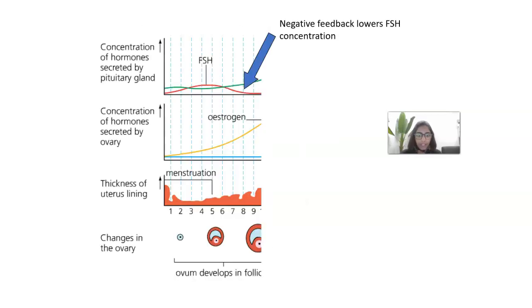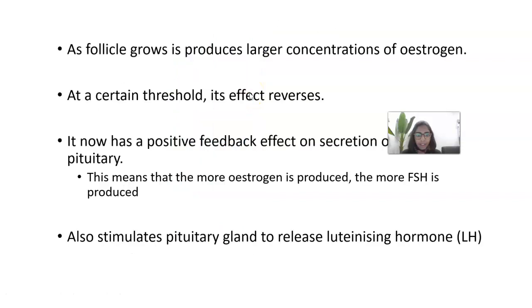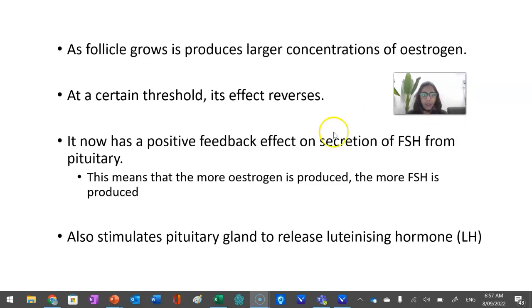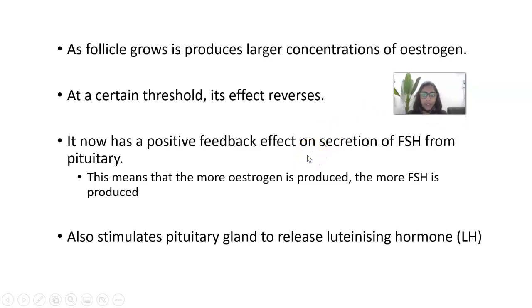Okay. However, as you can see here, when the concentration of FSH gets really low, something else happens. It starts to reverse. So as the follicle starts to grow larger, larger concentrations of estrogen are produced, and therefore the effect is reversed. So now we have positive feedback on the secretion of FSH from the pituitary gland, and what that simply means is the more estrogen that we have, the more FSH we have. And this also stimulates luteinizing hormone to be released.